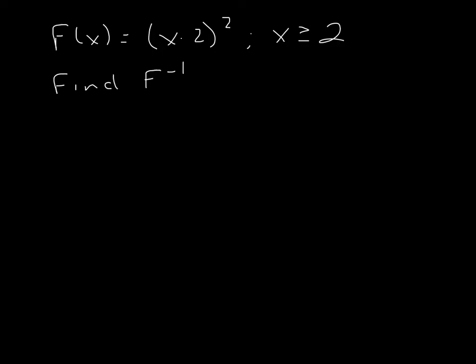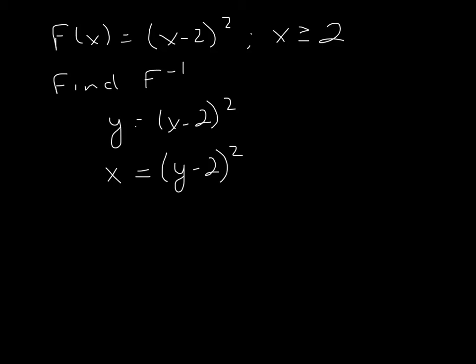Okay, let's say we have the function f of x equals the quantity x minus 2 squared, for x greater than or equal to 2. And we want to find the inverse. So to find the inverse, we're going to change f of x to y, and then we're going to switch or interchange the x and the y. And now we have to solve for y.